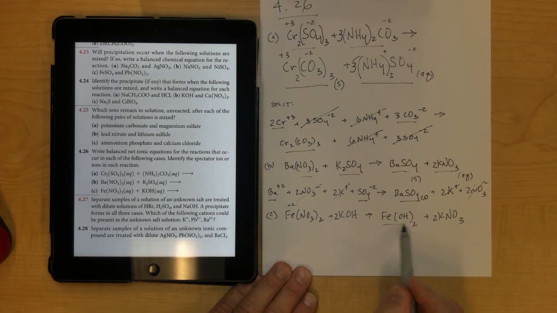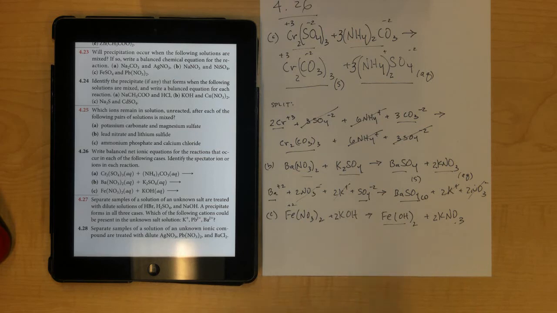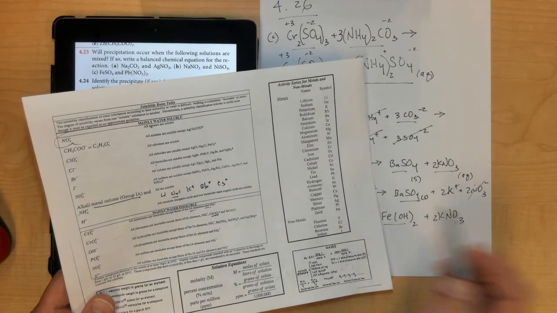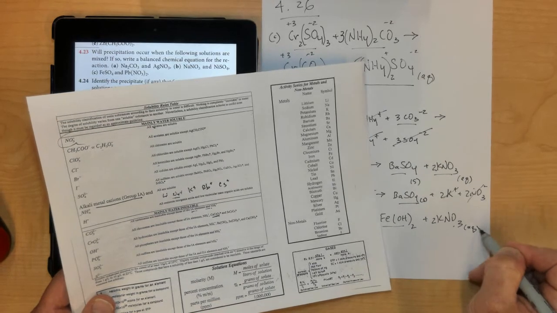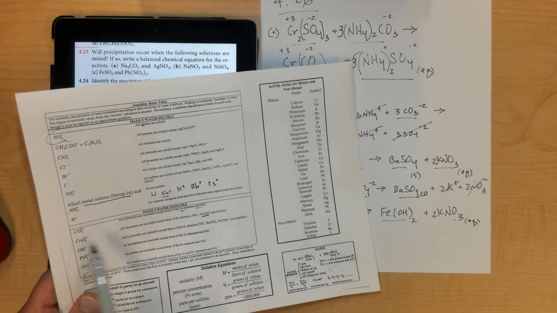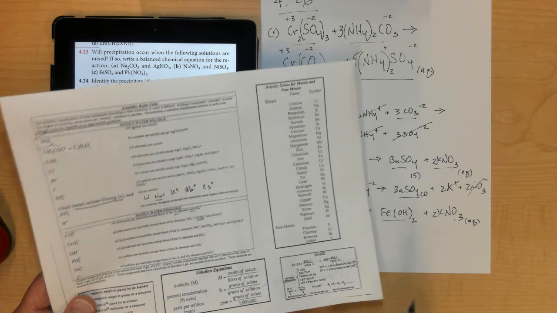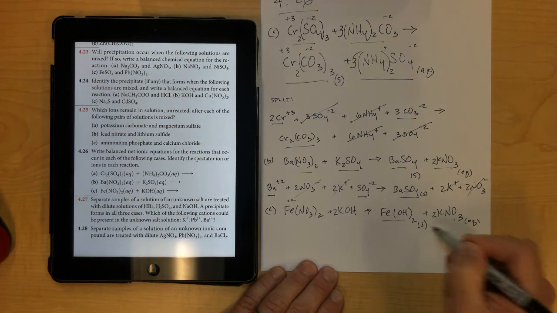Now I go through and decide whether these are soluble or not. Potassium-containing things, they're in group 1. Nitrates also, so this one's doubly soluble, that will be aqueous. And then this guy right here, all hydroxides are insoluble except for group 1 elements, and iron is not a group 1 element, so this is going to be a solid.